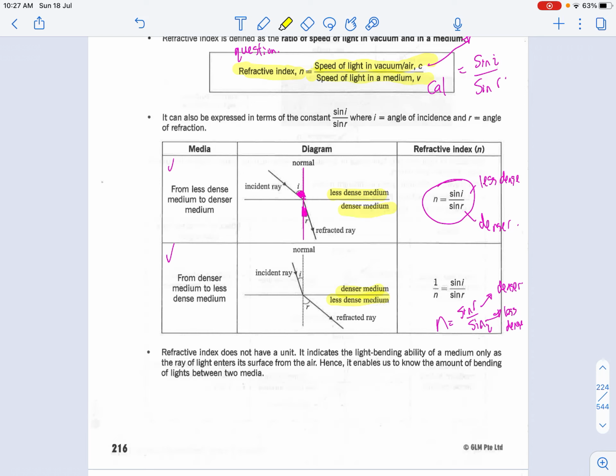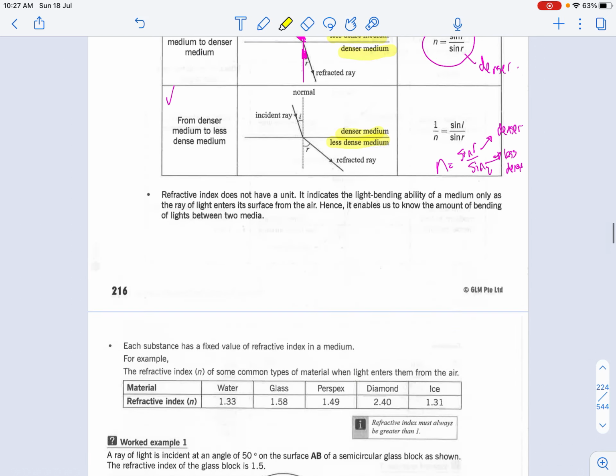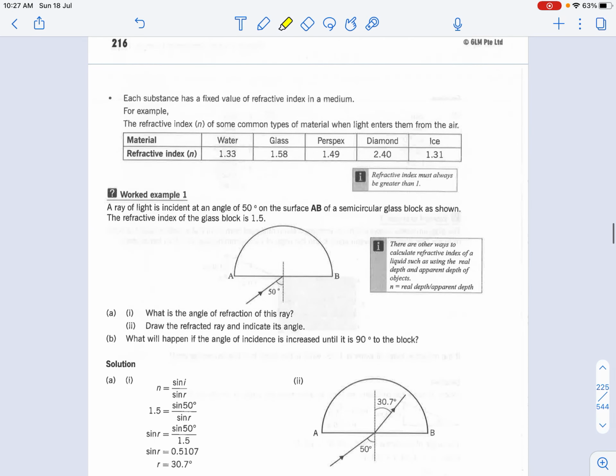Do take note that it's comparing between two mediums and does not necessarily have to be air all the time. Okay, so these are some of the examples of the refractive index, which, if you have the bandwidth, you can go and memorize. So that in exam, you have a rough idea of where your answer is to check your working and things like this.